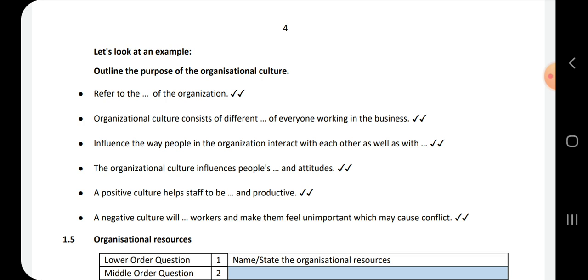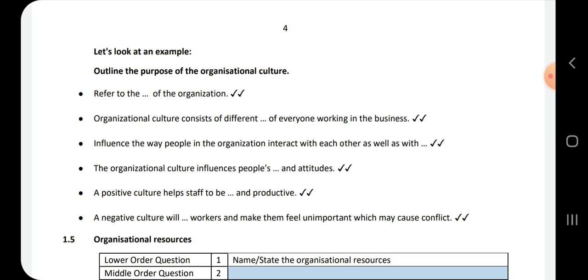Organizational culture refers to the organization. So organizational culture consists of different groups and people working in a business. It influences the way people in the organization interact with each other. Organizational culture influences people's attitudes, you see. So a positive culture helps the staff to be productive. A negative culture will not make workers feel important, which may cause conflict.